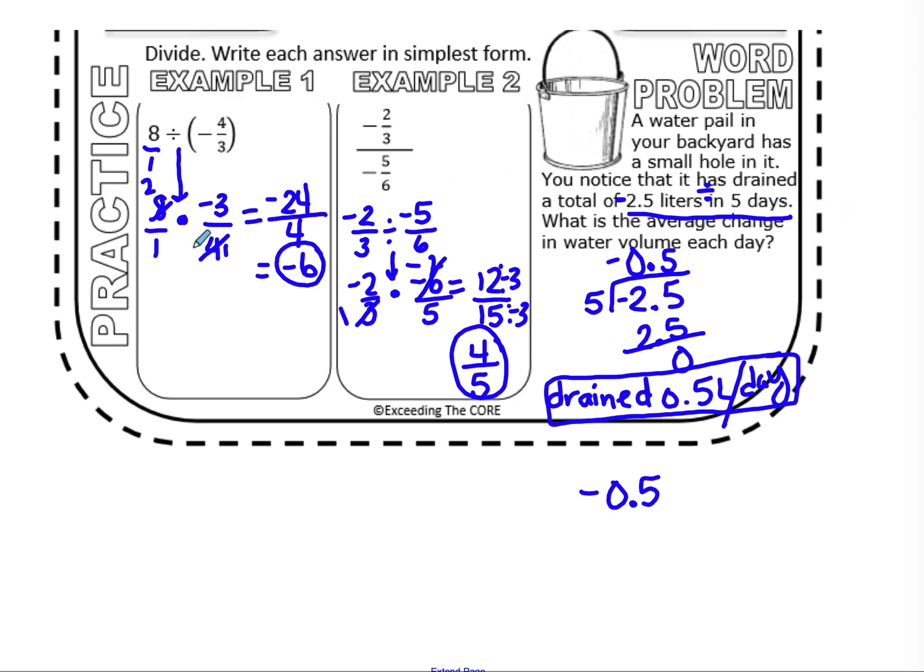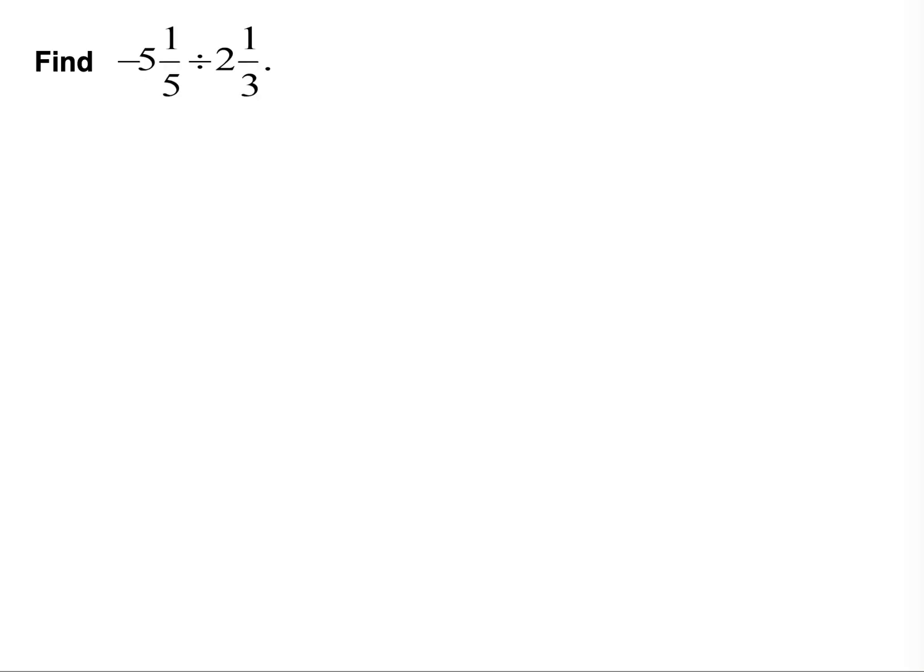All right. Let's take a look at our next problem. Here we've got mixed numbers. Just like with multiplication and mixed numbers, your first step on these problems is to take those mixed numbers and rewrite them as improper fractions. Okay, so find negative 5 1/5 divided by 2 1/3.